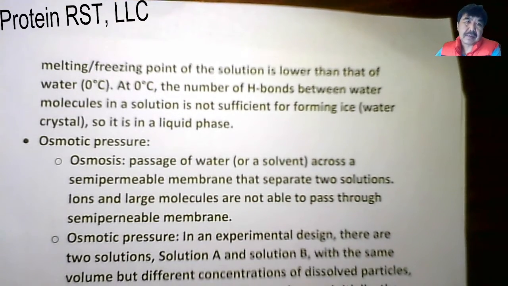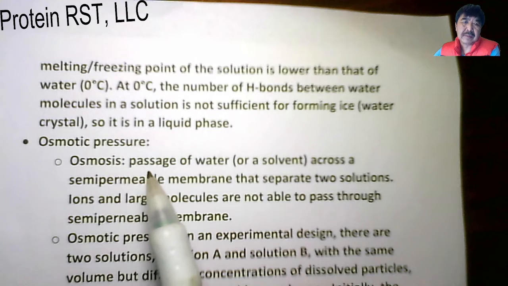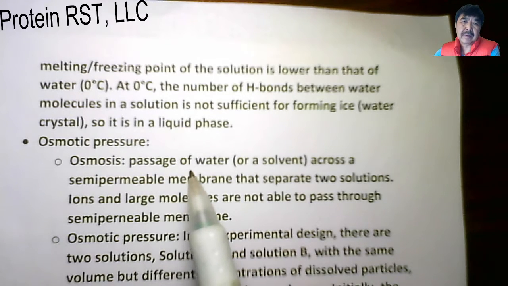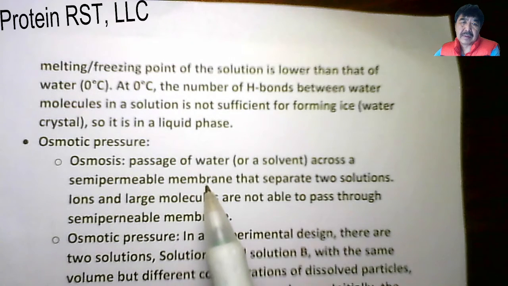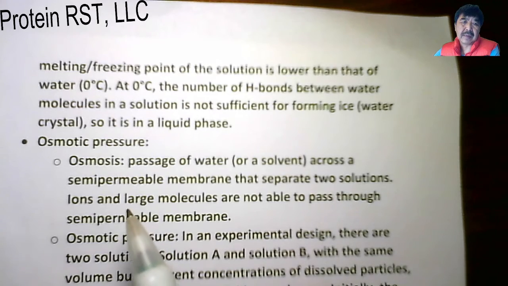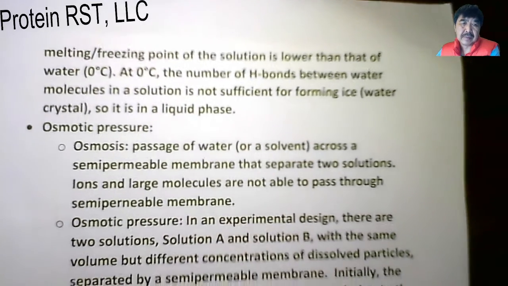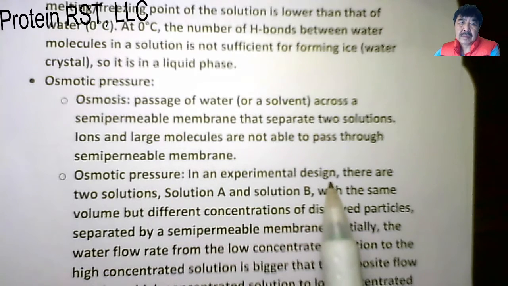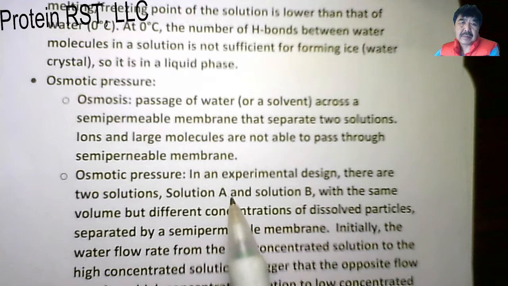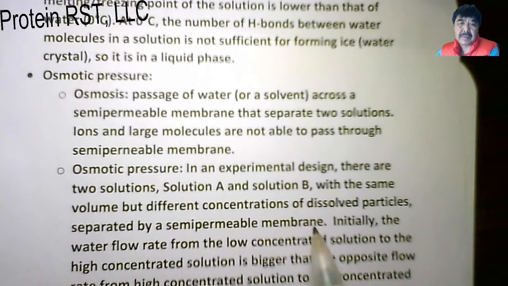Next, let's take a look at the osmotic pressure. Osmosis is defined as the passage of water or solvent across a semi-permeable membrane that separates two solutions. Ions and large molecules are not able to pass through the semi-permeable membrane. Osmotic pressure: in an experimentally designed setup, two solutions, solution A and solution B, with the same volume but different concentrations of dissolved particles, are separated by a semi-permeable membrane.